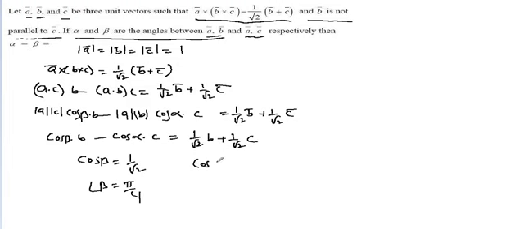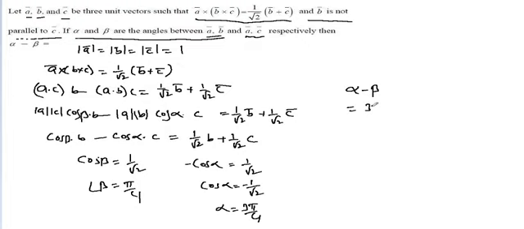And similarly, minus cos alpha is equal to 1 by root 2, so cos alpha is equal to minus 1 by root 2. That means alpha is equal to 3 pi by 4. Now we find the value of alpha minus beta. Alpha value is 3 pi by 4 minus pi by 4, that is equal to 2 pi by 4, that is equal to pi by 2. That is the answer.